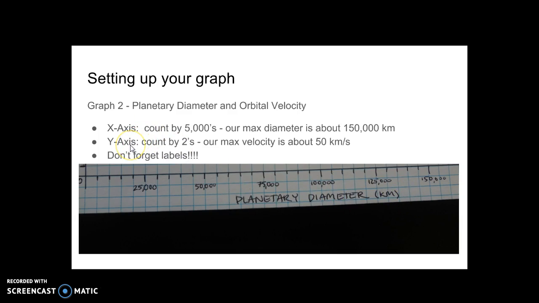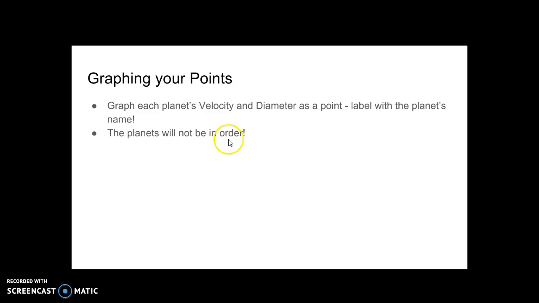Your y-axis is going to be just the same as it was before. Exactly the same. We're counting the same thing on the y. That's our orbital velocity. Okay? Please put labels on there. When you go to graph your points, you're going to graph each planet's velocity and diameter as a point, just like you did before. The key here is that you must put on the name, and the planets are not going to show up in order on this graph. It's a little bit disconcerting.